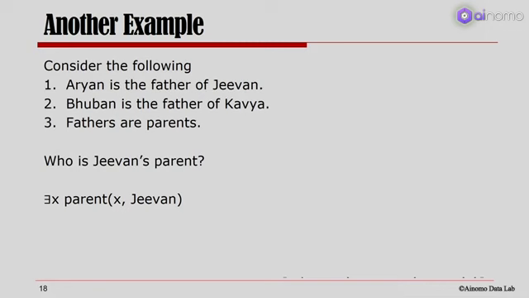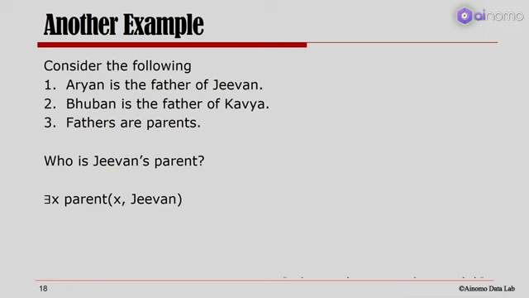So consider the following sentences. Aryan is the father of Jivan. Bhuban is the father of Kavya. Fathers are parents. So if I ask you now, who is Jivan's parent, then you know fathers are parents and you know Aryan is father of Jivan. So the answer could be that Aryan is the parent of Jivan.